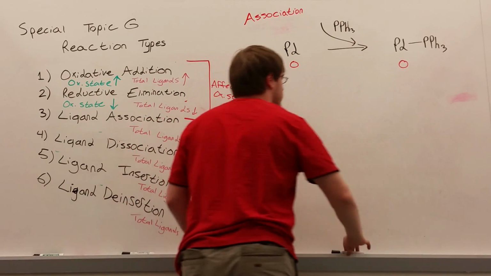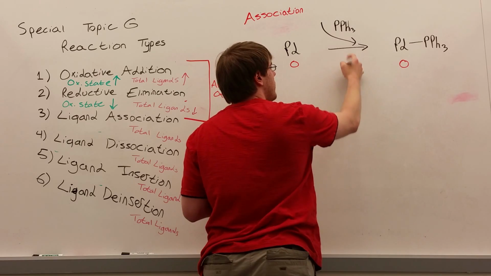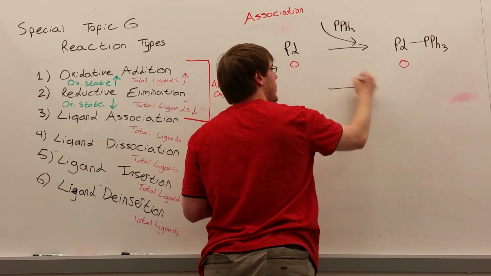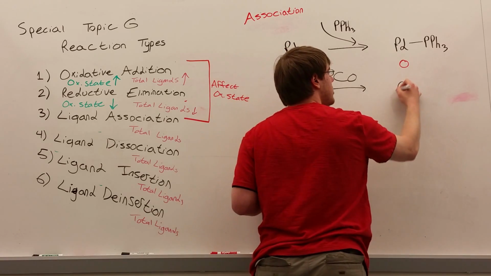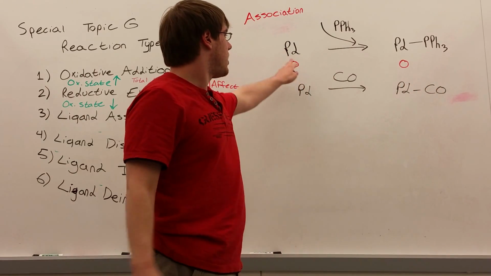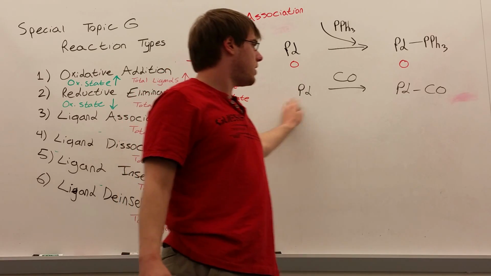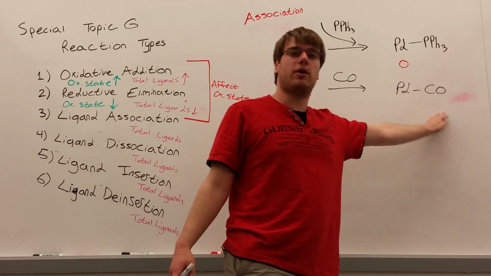Another example of ligand association is just any other kind of neutrally contributing ligand. So over this arrow could be C triple bond O, for example, CO. If you see that over the arrow adding to your palladium and you get this PdCO, well, that's still ligand association, because I had an oxidation state of 0 and I still have an oxidation state of 0. All I did was add a ligand that was over the arrow.